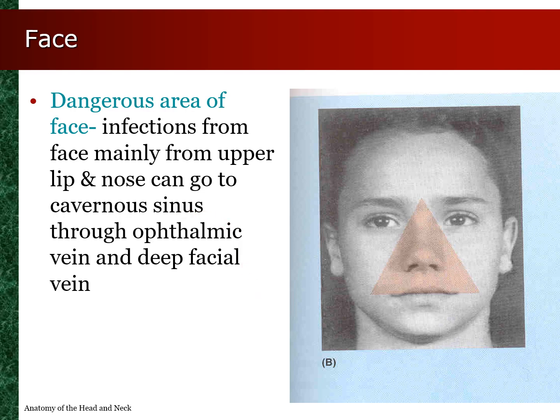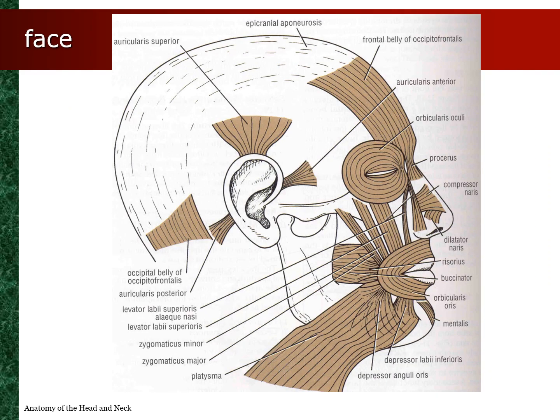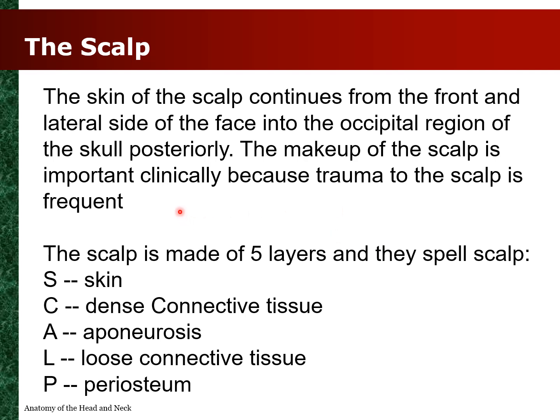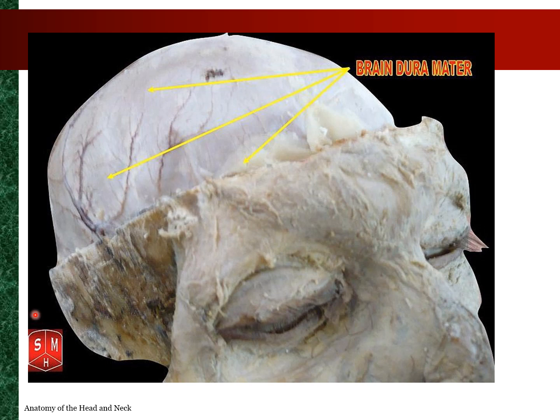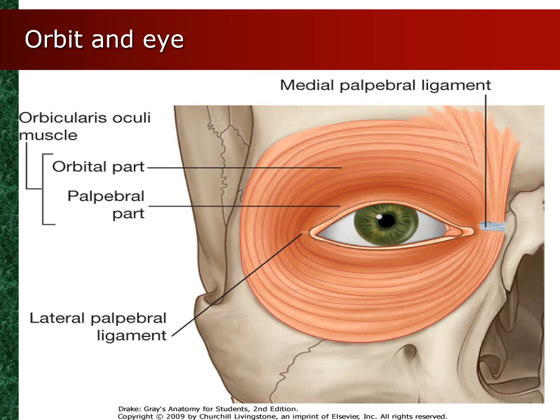So any infection may spread to the cavernous sinus and the brain. You can remember these structures, the anatomical relations of the face, the facial muscles and their clinical importance. Then remember the scalp and its five layers: skin, connective tissue, aponeurosis, loose connective tissue and periosteum. These are the five layers and their clinical importance. You should also remember the coverings of the brain, the three meninges: dura mater, arachnoid mater and pia mater.